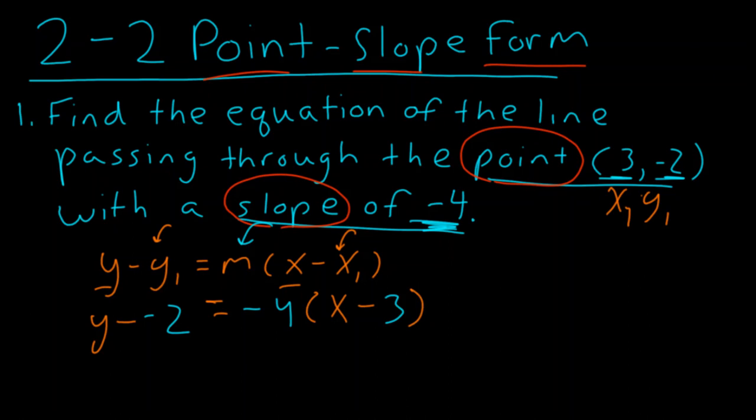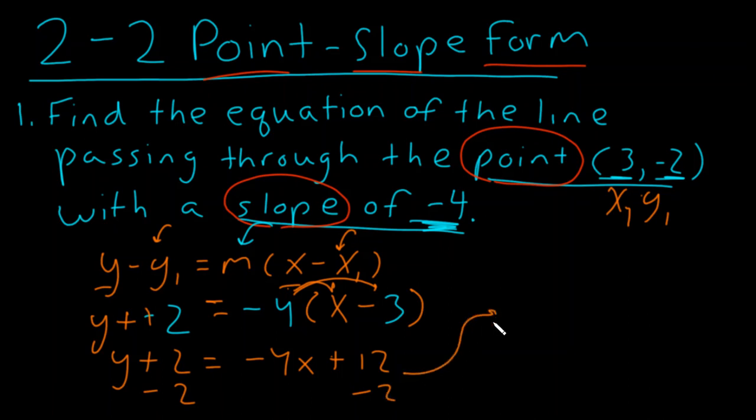Okay, now from here, check it out. We know two negatives make a positive, and so we really have y plus 2 is equal to, and here we have to distribute. Negative 4 times x is negative 4x, and of course negative 4 times negative 3, a negative times a negative is a positive, and 4 times 3 is 12. Now from here, look, we're trying to get y by itself, and all we have to do is get rid of that plus 2. So minus 2, minus 2. I put it with the 12 because they are like terms, and now we get this. Y is equal to negative 4x plus 10.